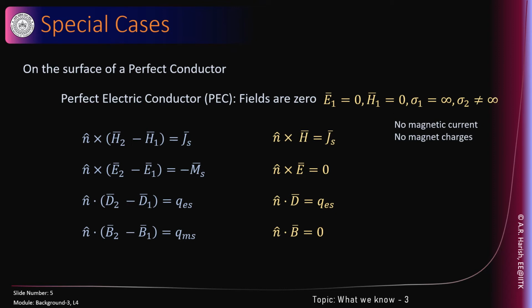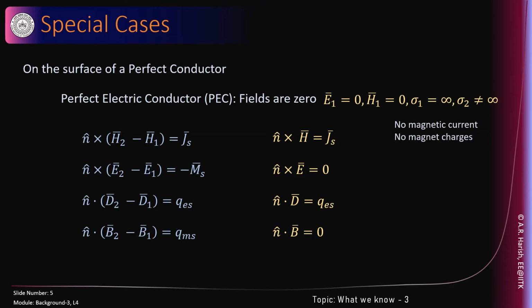It is probably a good idea to remember these results in a more physically appealing fashion. For example, what does n cross H represent? The tangential component of magnetic field H on a perfect conductor is equal to the surface current on that conductor. Tangential component of electric field is 0.